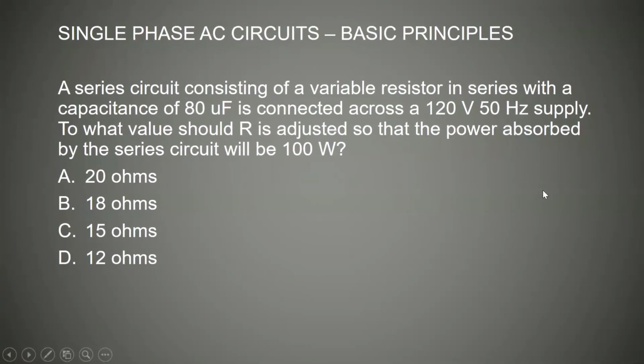A series circuit consisting of a variable resistor in series with a capacitance of 80 microfarad is connected across a 120 volt 50 Hz supply. To what value should R be adjusted so that the power absorbed by the series circuit will be 100 watts? A, 20 ohms; B, 18 ohms; C, 15 ohms; or D, 12 ohms?